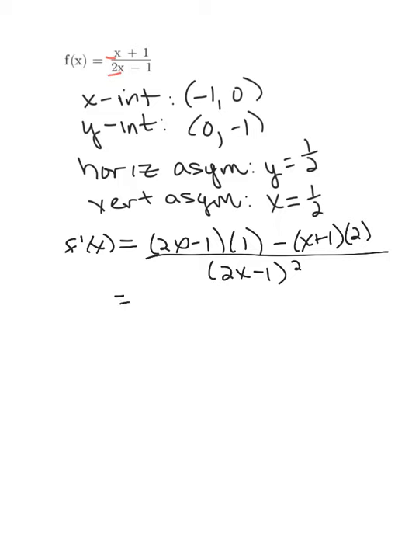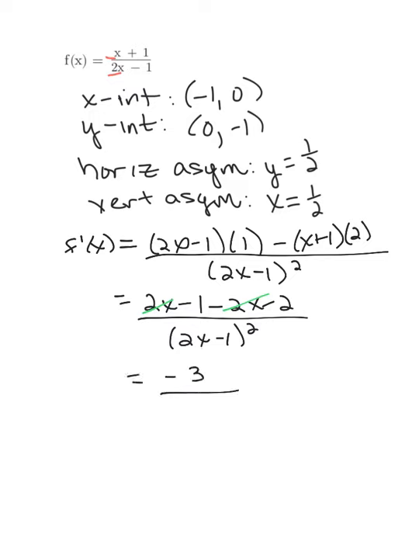2x minus 1 times 1 gives us 2x minus 1. Distributing the 2 and the negative, we will get negative 2x minus 2 over the quantity of 2x minus 1 squared. Well, 2x minus 2x is 0, so our derivative is negative 3 over 2x minus 1 quantity squared.